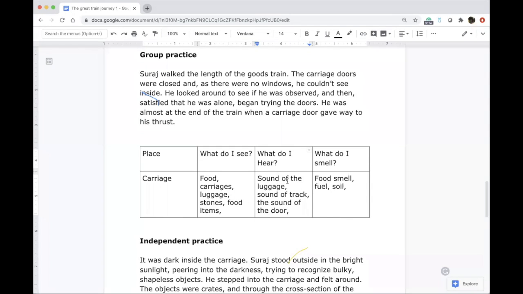I hear sound of the luggage. Where are you hearing? At which place? In the carriage. So that is the complete sentence: I hear sound of the luggage inside the carriage. Okay, next one.